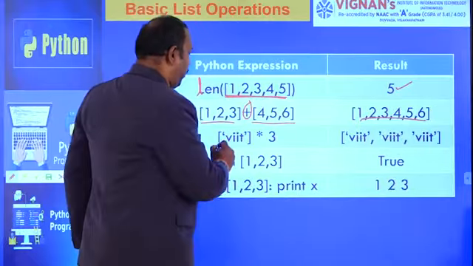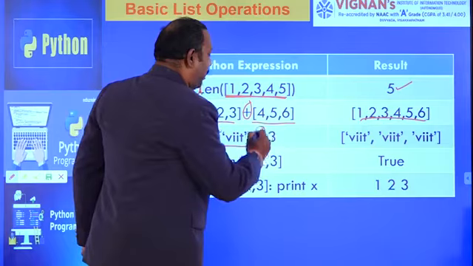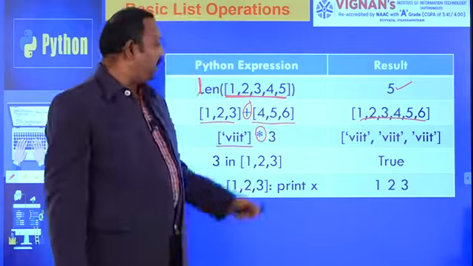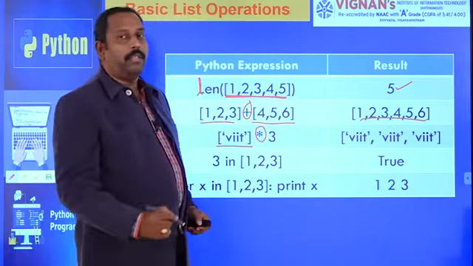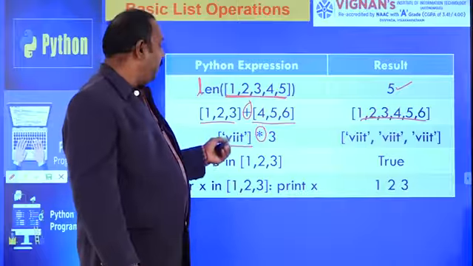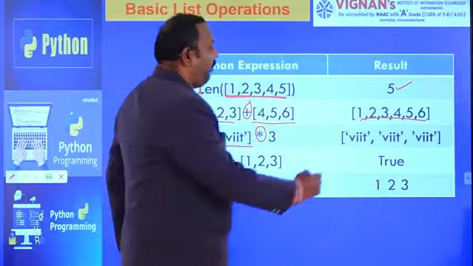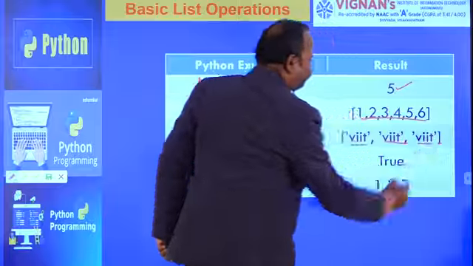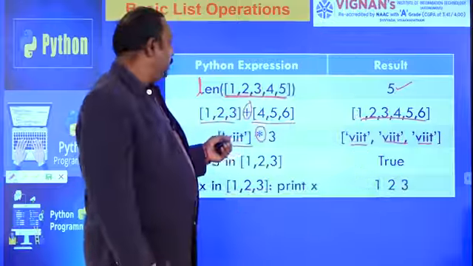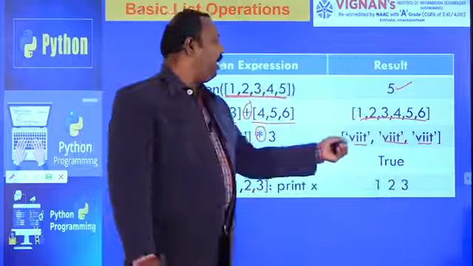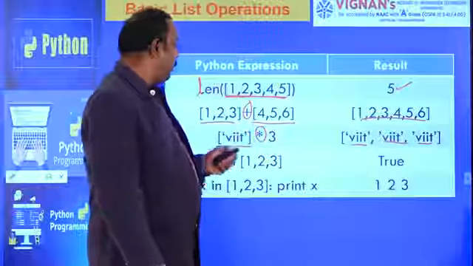Here you see the list and star 3. This is nothing but replication. Star is nothing but replication here. That means how many times you want it, you have to use that. List times 3 means the list 1, 2, 3 will be repeated 3 times. Suppose I have written times 2, it will be repeated 2 times. So that is nothing but replication.